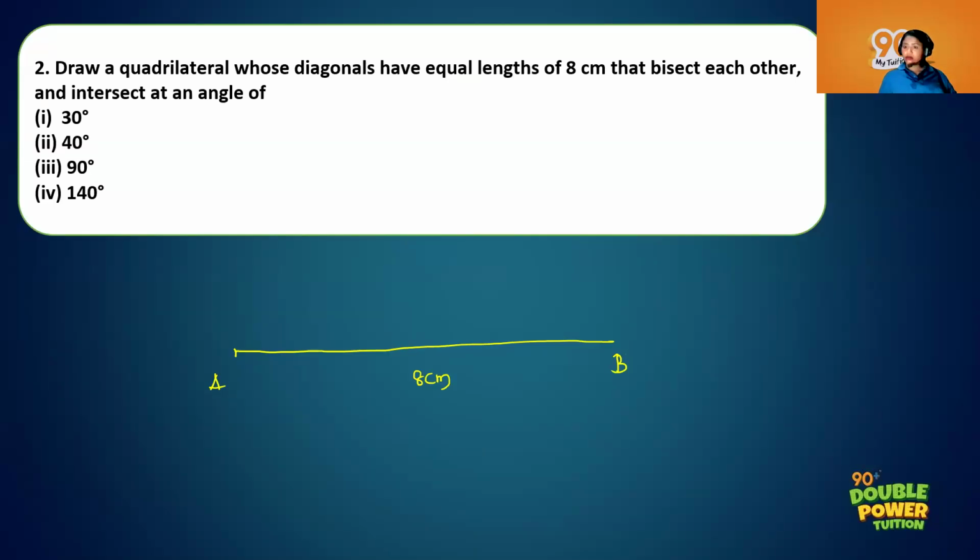Okay, next. Now find the midpoint of 8 centimeter. What's the half of 8? 4, right? So each side should be 4 centimeter. Find the midpoint and give name O. This AO should be 4 centimeter and BO should be 4 centimeter. Is it clear, Ishan?